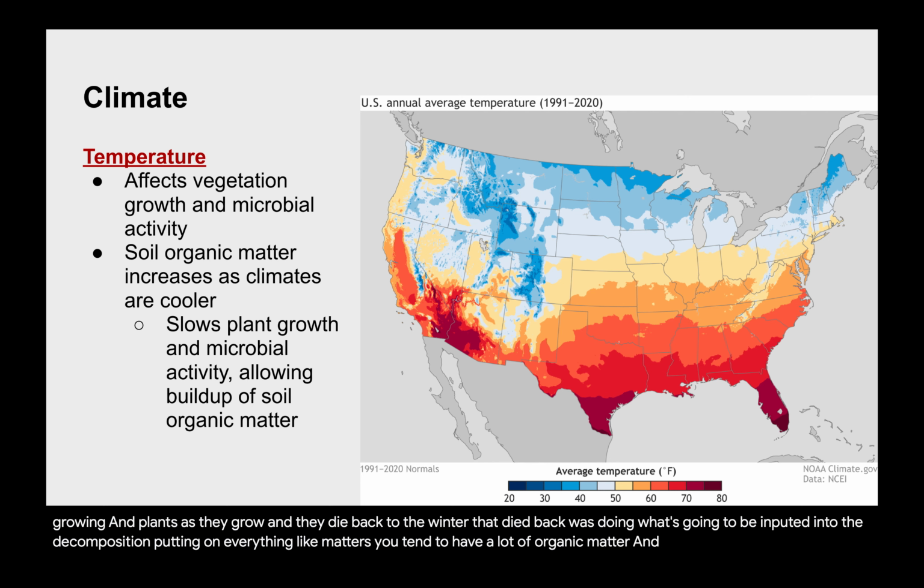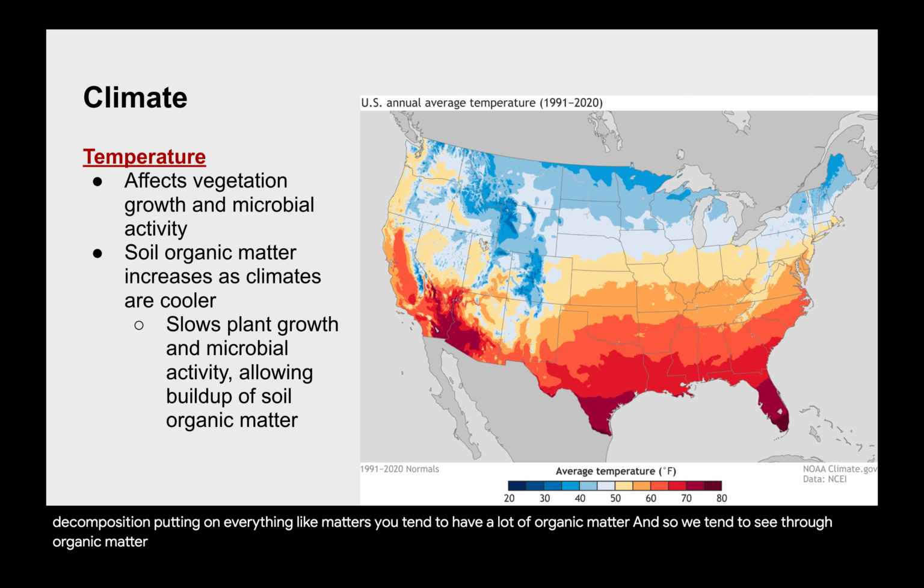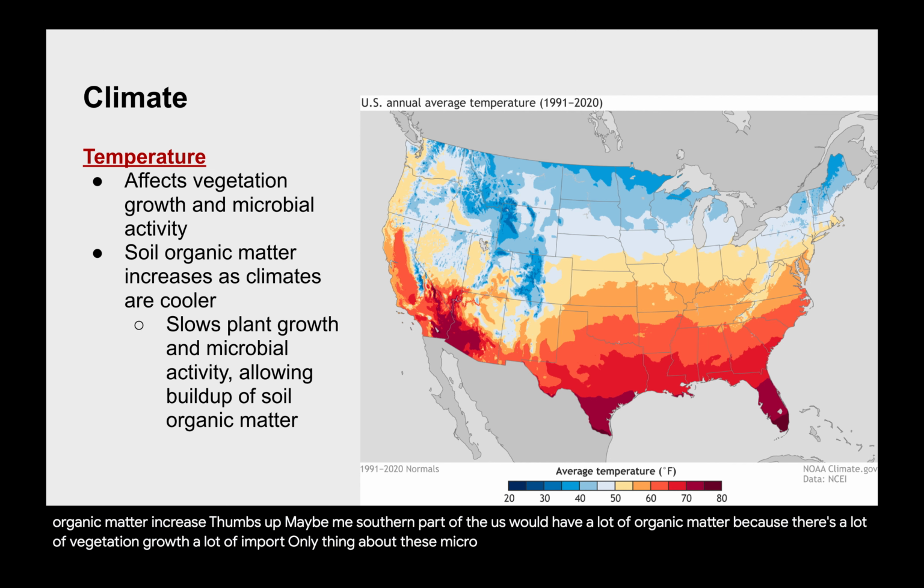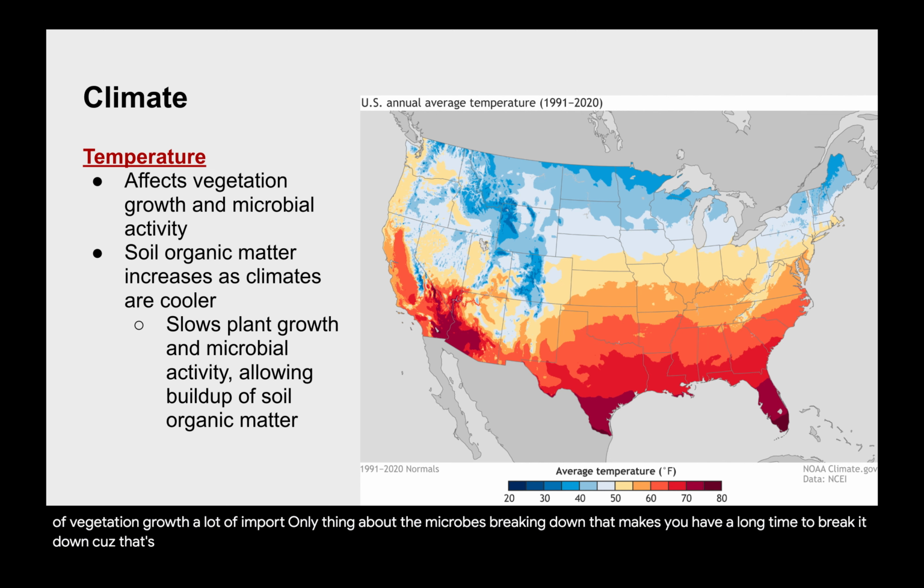And so we tend to see soil organic matter increasing as climates are cooler, because we tend to have a buildup of plant material. It's kind of counterintuitive, right? You would think maybe the southern part of the U.S. would have a lot of organic matter because there's a lot of vegetation growth, a lot of input into the soil. But when we think about the microbes breaking down that material, they have a longer time to break it down, so it's going to be broken down fairly quickly.